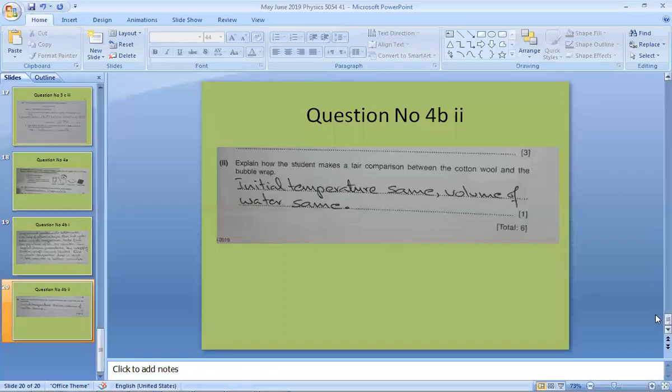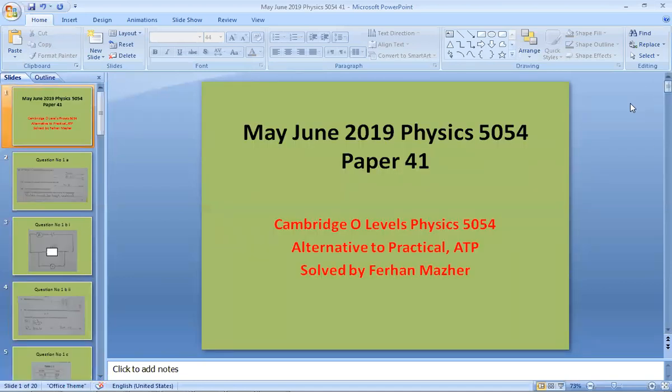So with this question, we have reached the end of this paper. Today, my dear students, we have done May-June 2019 Physics 5054, paper 4-1. This was an alternative to practical paper. We call it the ATP paper. And this paper was from Zone 1. We call it paper 4. So I hope that this video will help you to learn about the ATP paper.